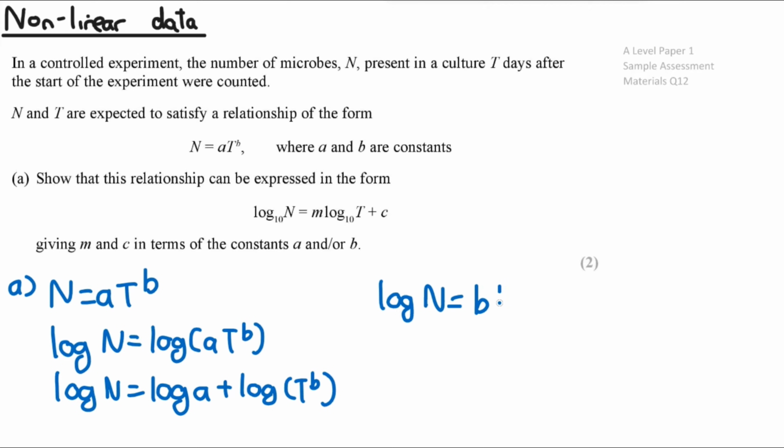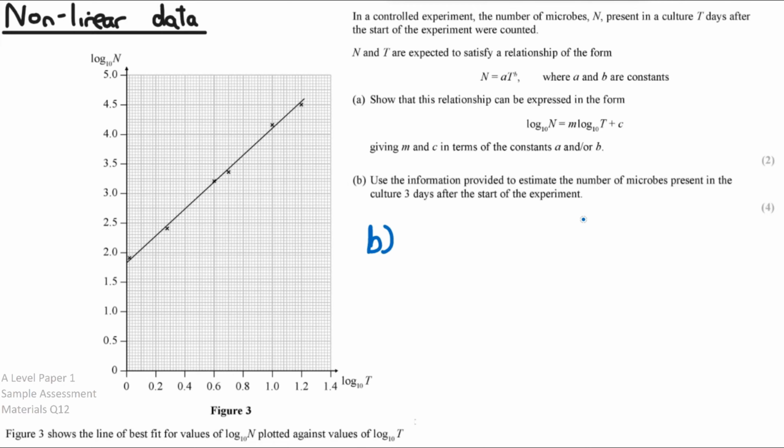to make log of n is equal to, I'm going to put this first, b log t plus log of a. And this is of the form here, where the m here is the b and the c here is the log a.